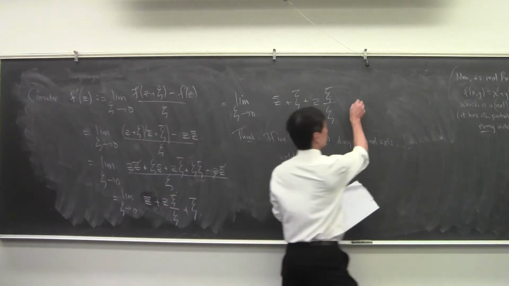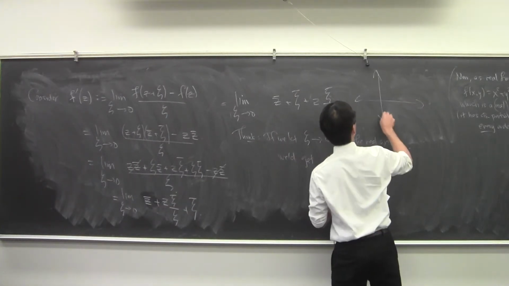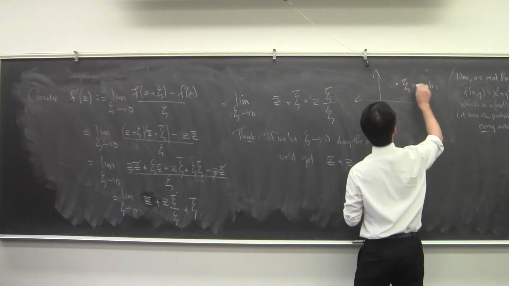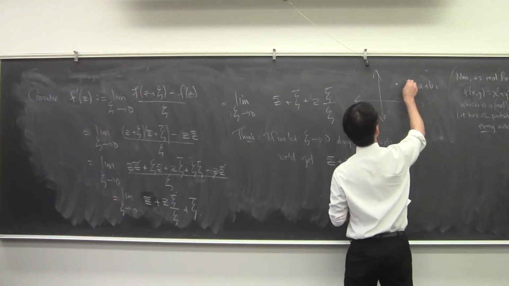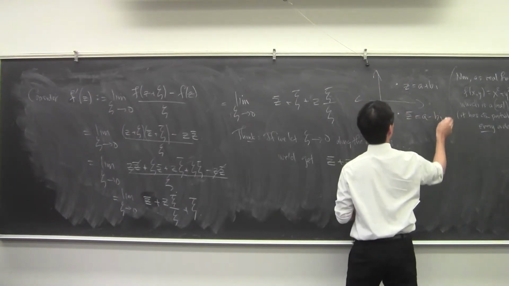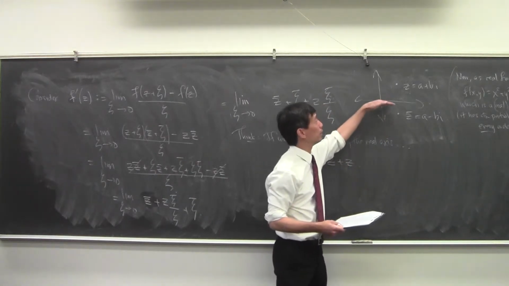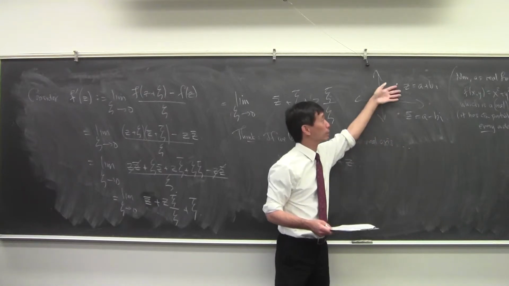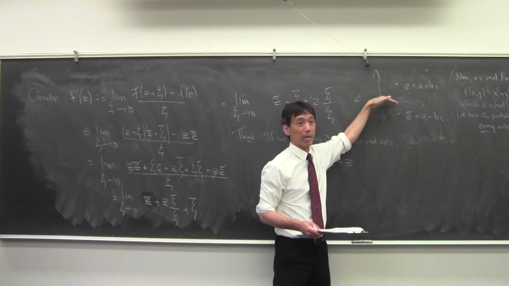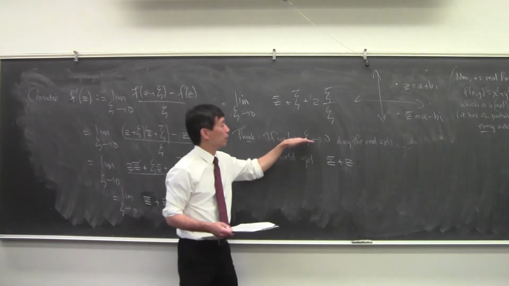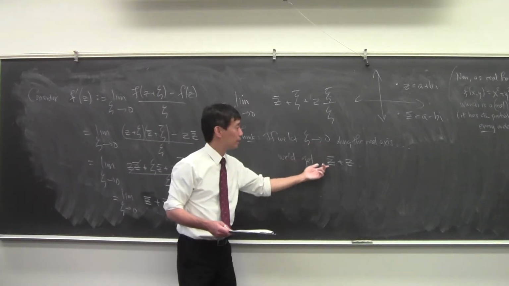Those of you who came in late, if you have a complex number z, then z bar is a minus bi. So if this guy is a plus bi, z bar is a minus bi. It's the reflection across the real axis. Okay, so if we let zeta go to 0 along the real axis, we get this.